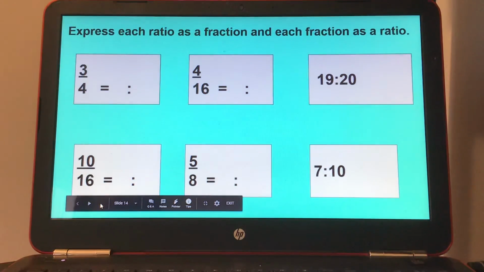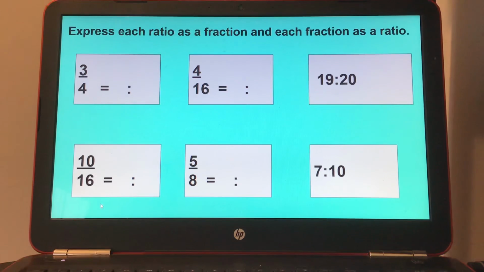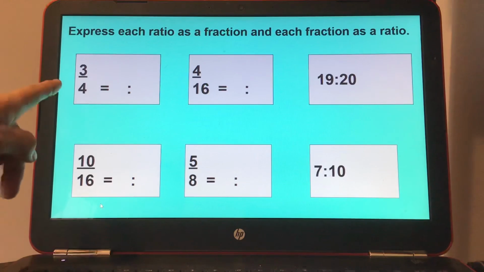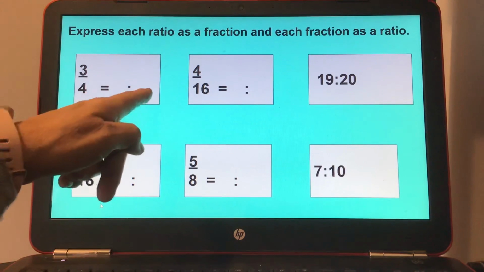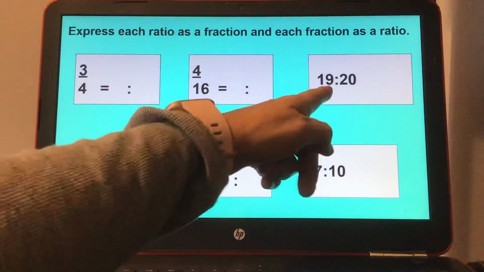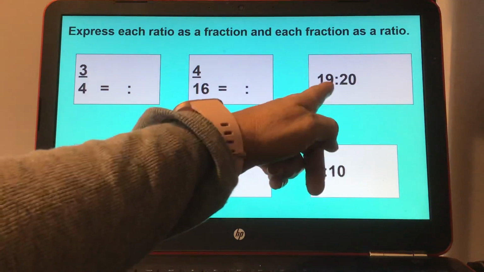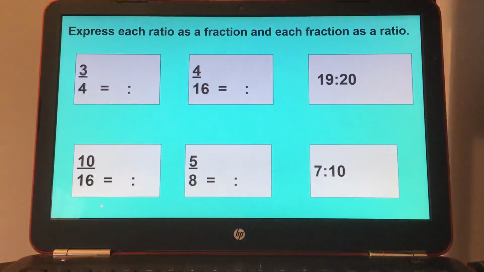Okay, this is the last sheet. Express each ratio as a fraction and each fraction as a ratio. So this one, 3/4, you would put as 3 to 4, okay? And then the ratio, you're going to make it as a fraction, so 19 over 20 would be your fraction. And you do the other 4, okay?